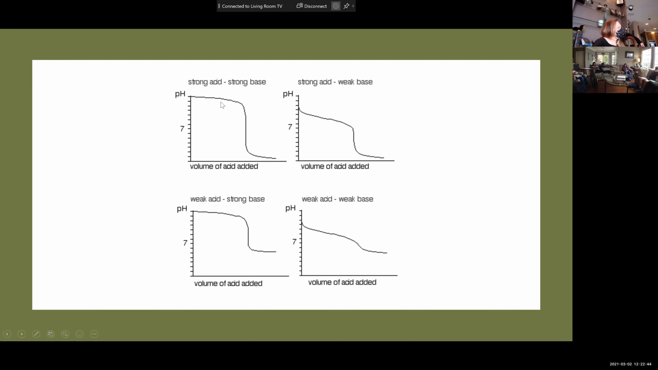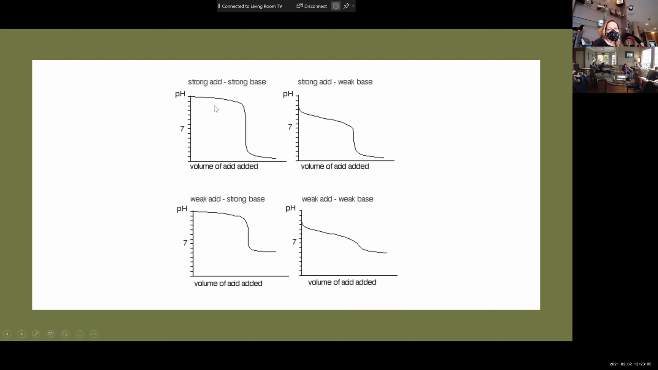Did your book have graphs like these? I don't remember if it did. But this shows you, on your y-axis, you have your pH with 7 in the middle there. And on your x-axis, you have your volumes. So this is strong acid with strong base, strong acid with weak base, weak acid with strong base, and weak acid with weak base.